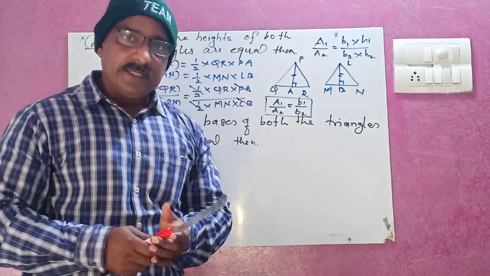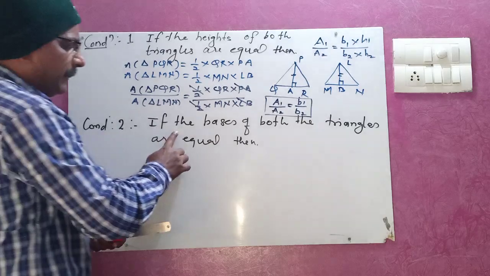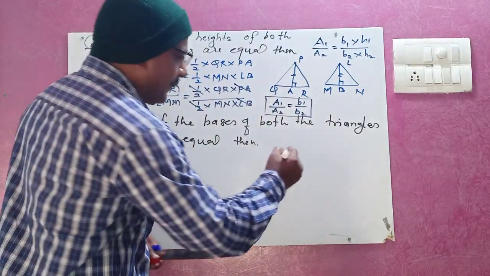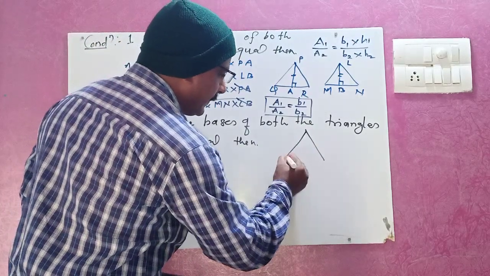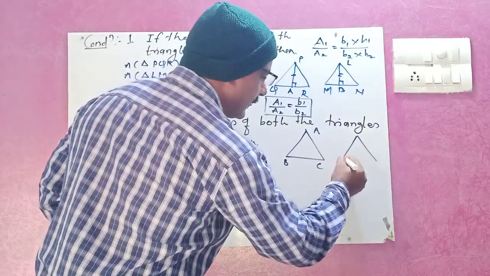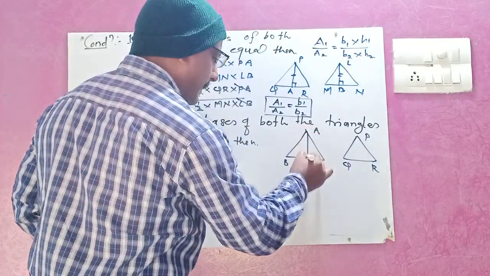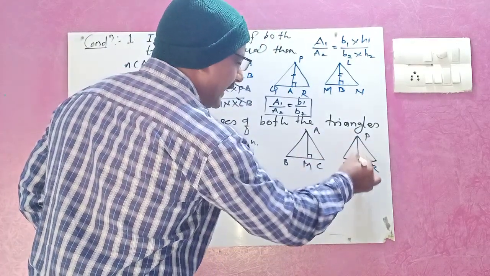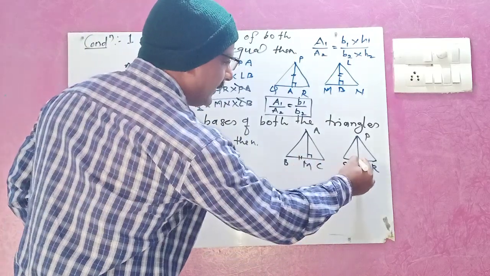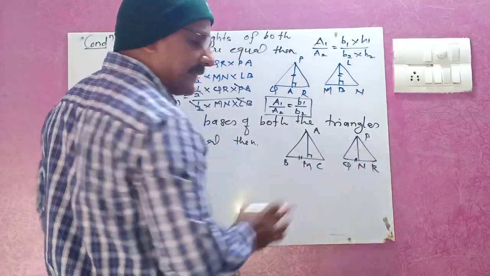Now what is the second condition? Opposite of this, right? If the bases of both the triangles are equal. Suppose we have two triangles. One is ABC and the second is PQR. These two triangles. Right, children? Here, this base and this base are equal. Okay? The bases of the triangles are equal.